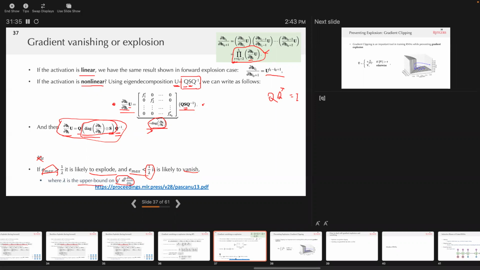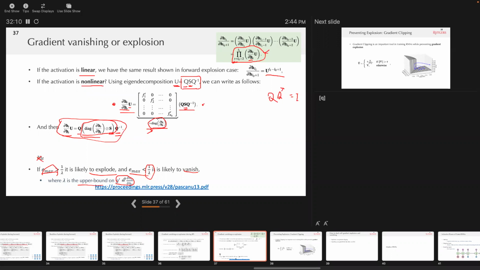Any questions so far? In terms of the intuition, the intuition is that the eigenvalue cannot be too large, and it cannot be too small. If it's too large, it's going to explode. If it's too small, it's going to vanish. Questions so far? If not, let's move on. Again, if you're interested, feel free to go through this paper.